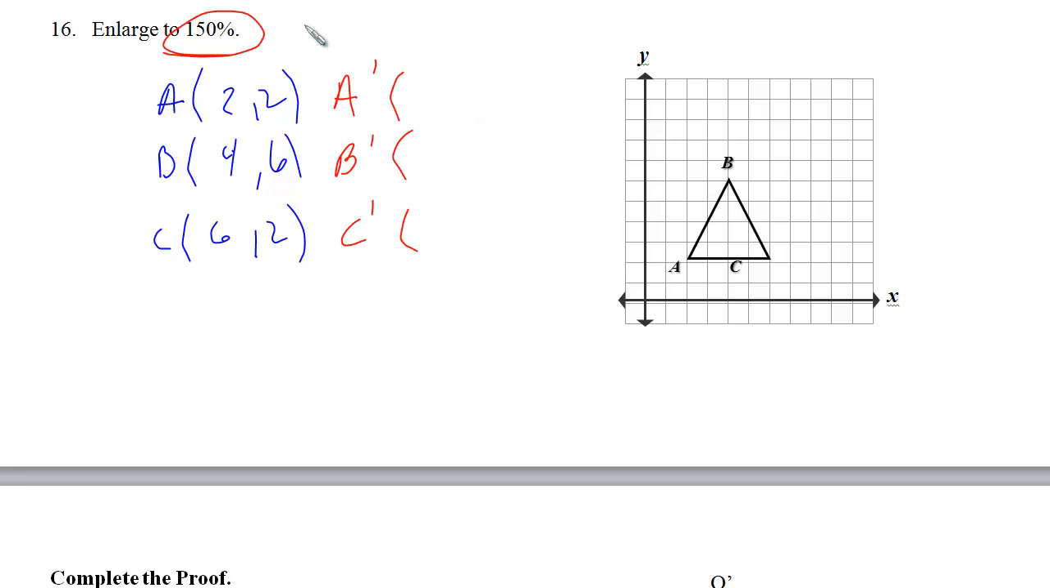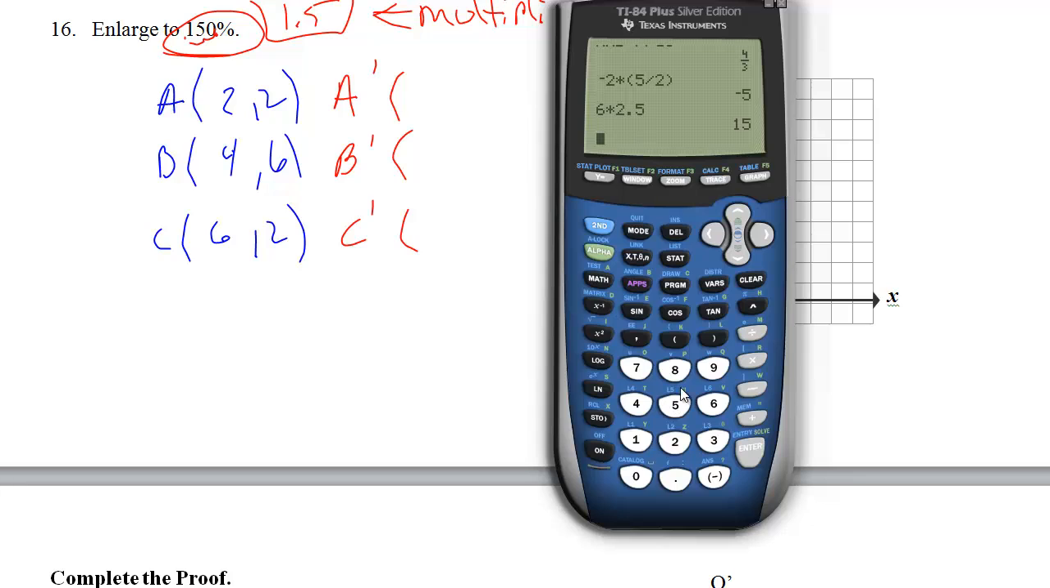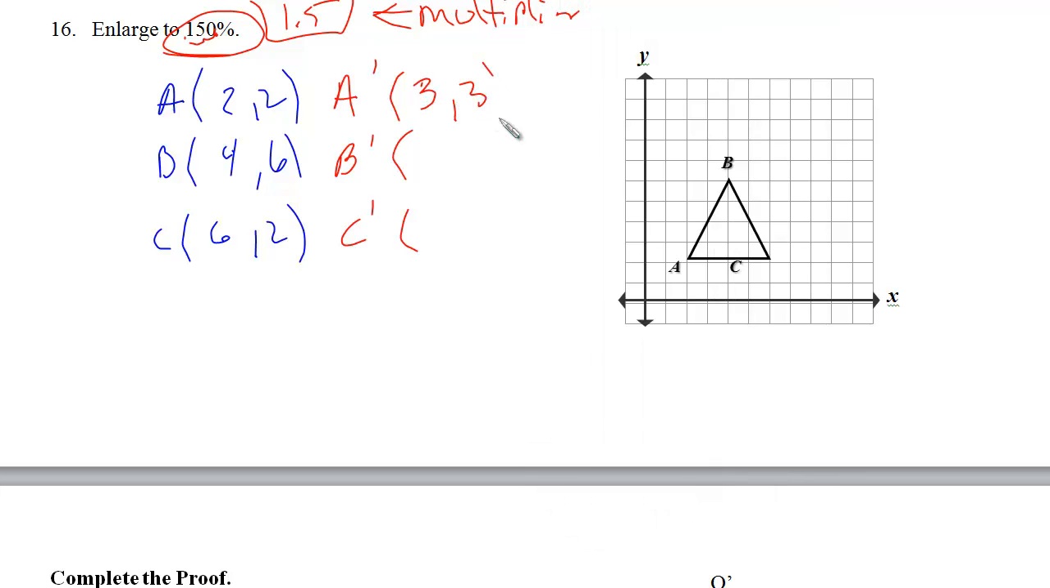I know that this is 150%, so that is my scale factor or ratio. So that's 1.5. So if you think of a percent as a decimal, you just move this 2 places back, and that's 1.5. So that is your scale factor, your multiplier. So I multiply all these by 1.5. Again, we can just use our calculator to do that. So I have 2 times 1.5 is 3. So there's my new coordinate.